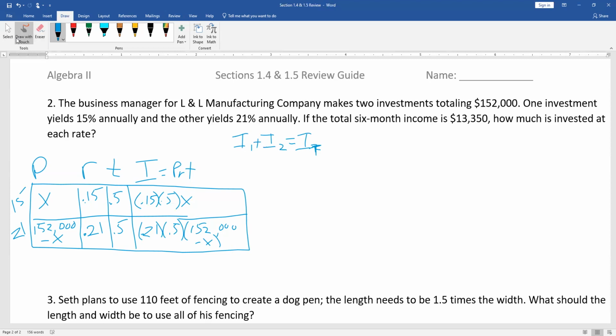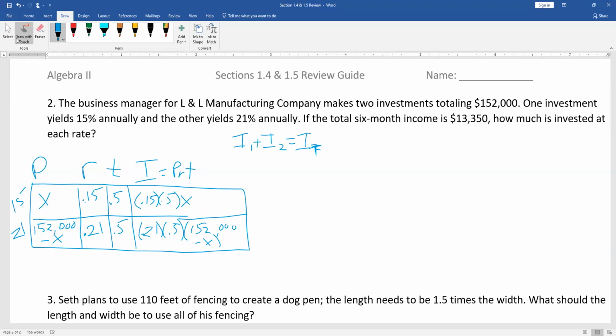So all we do is we take the interest in the top box plus the interest in the second, and it equals, we know how much their 6-month income is. So again, that's that half. So let's say you didn't want to use that 0.5. You could just double their yearly income. You're going to get the same answer. I'm going to keep it in here because I'm just working with what we were given in our word problem. But we can set that to equal 13,350.